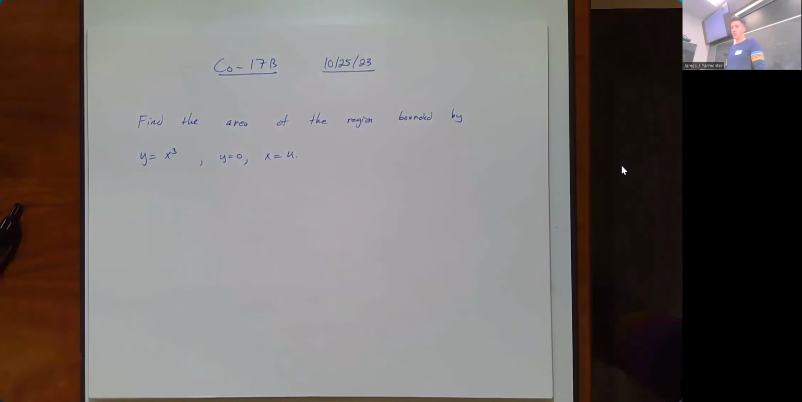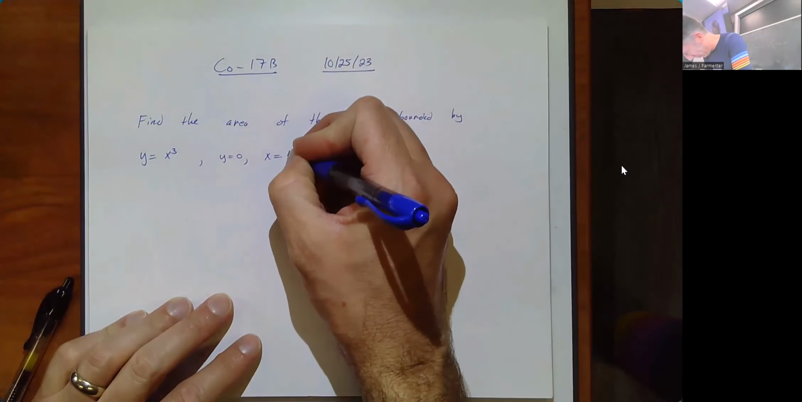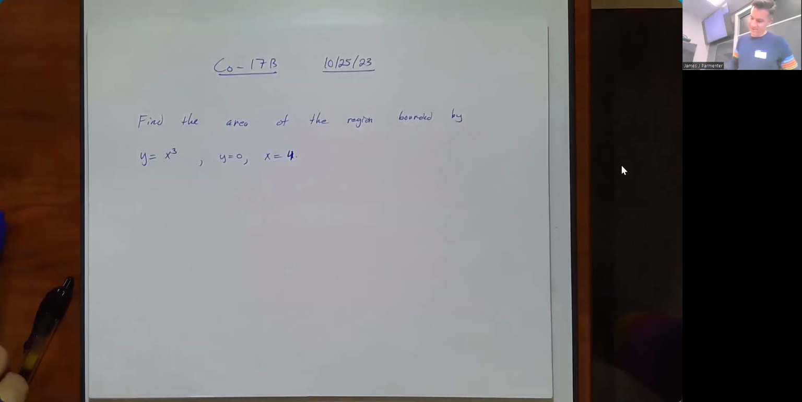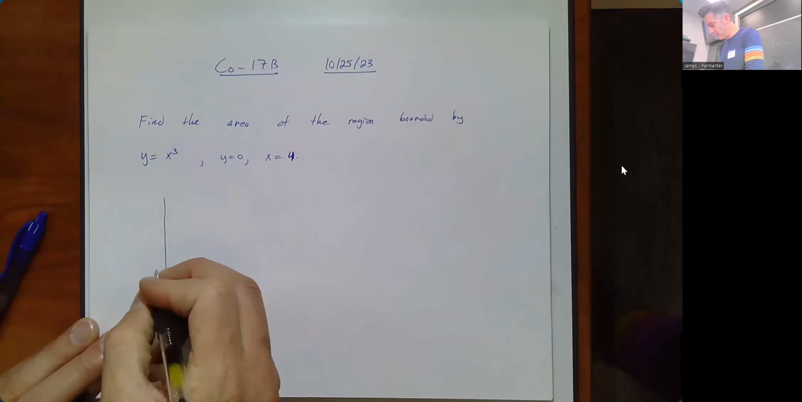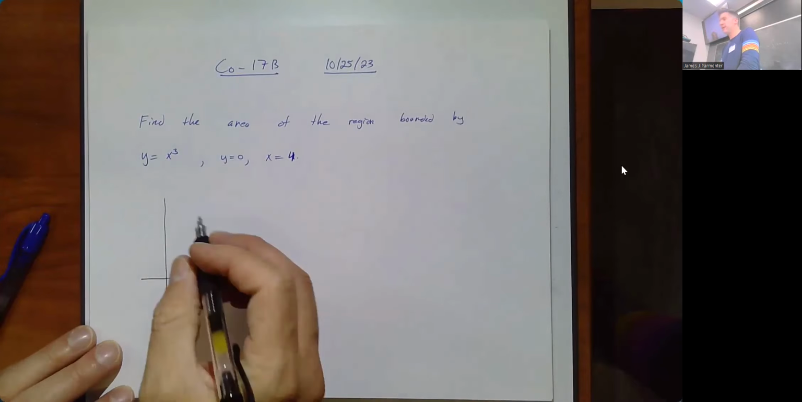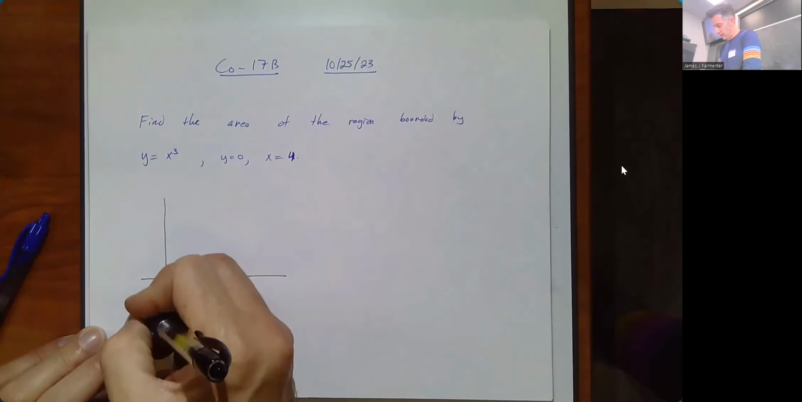Typically, when I'm asking myself a question like this, I usually like to draw the region. It's not an absolute requirement, but it is usually a good idea. I'm not going to draw it perfectly. That is a 4, believe it or not. I just need a general idea of what this looks like. X cubed looks something kind of like this.